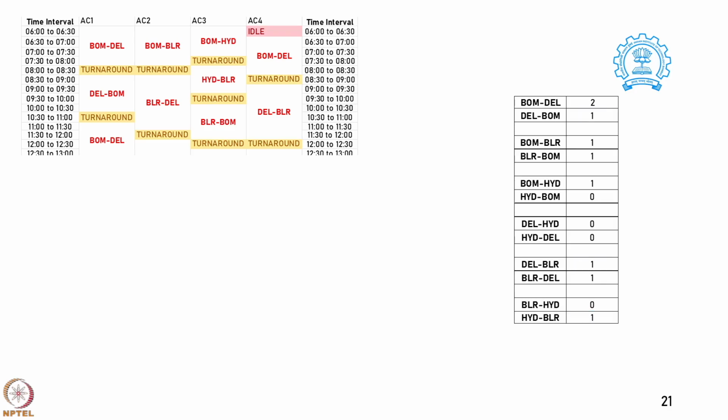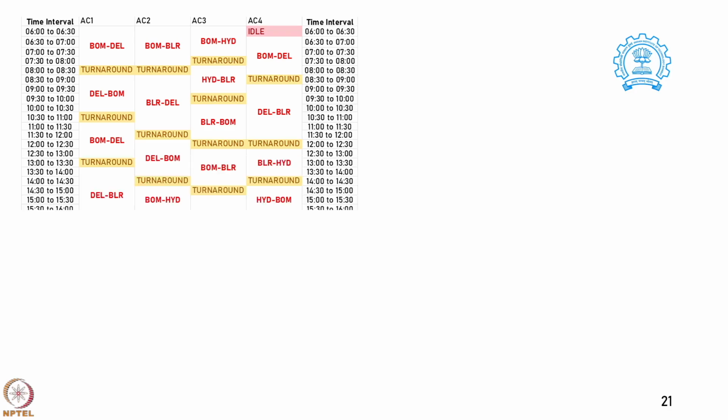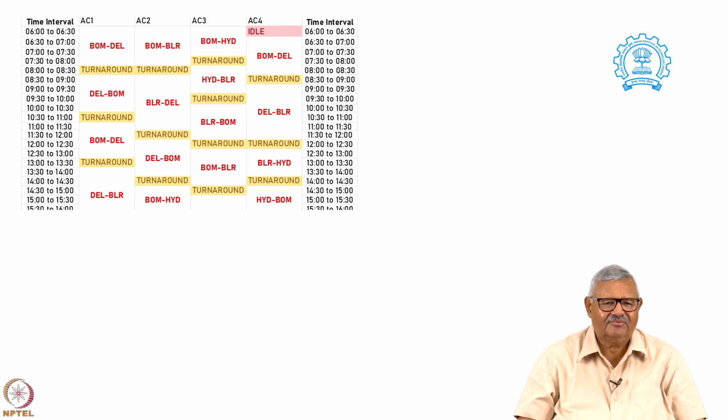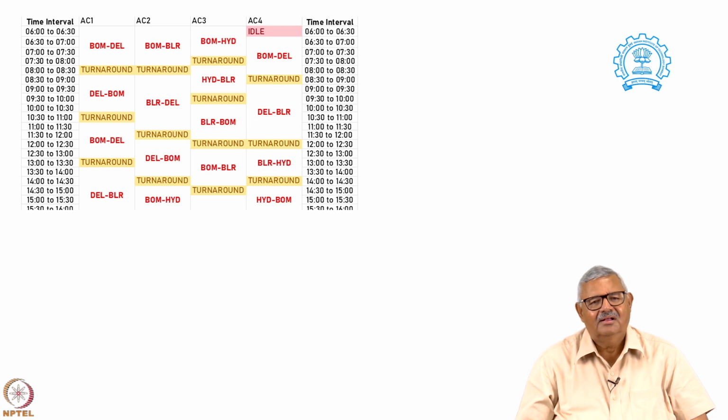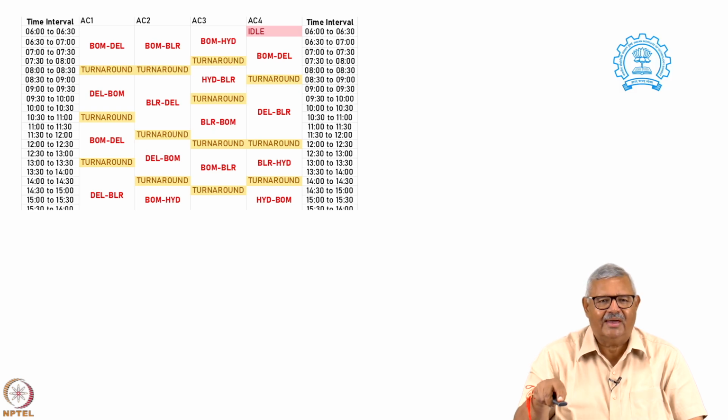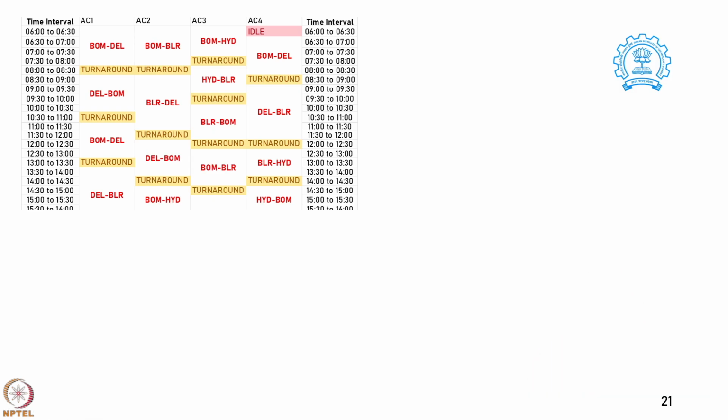Next block, if we just continue with the next block, since the aircraft was at Delhi, we now send it to Bangalore. The one which was from Delhi to Bombay, we send it from Bombay to Hyderabad. The one which came to Bangalore from Bombay, after turnaround, will be scheduled in the next one, and the one which came from Bangalore to Hyderabad is now sent to meet the requirement from Hyderabad to Bombay.